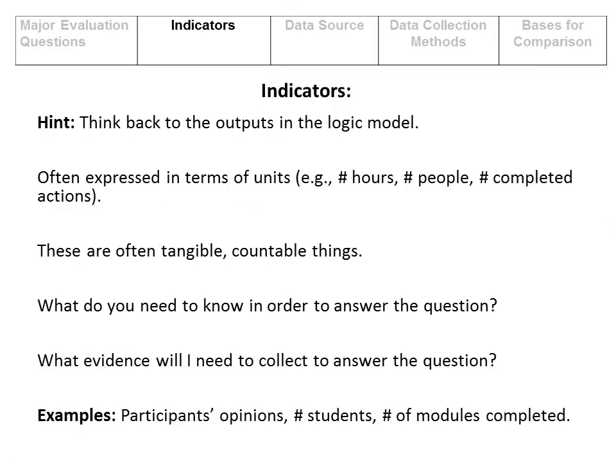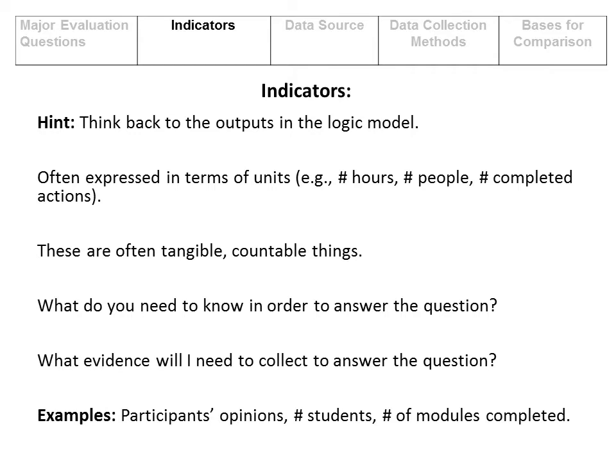Next, you will want to think about the indicators. That is, what information or pieces of information do you need to collect in order to answer your major evaluation questions? Some of these indicators may be things that you listed as outputs in the logic model for your program. These indicators are often expressed in terms of units. For example, number of hours, number of people who participated in the program. They are tangible, countable things that you can collect in order to answer your major evaluation questions.